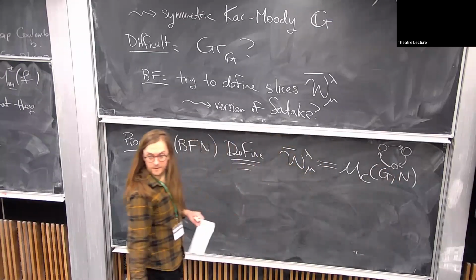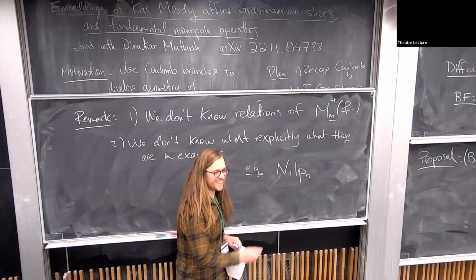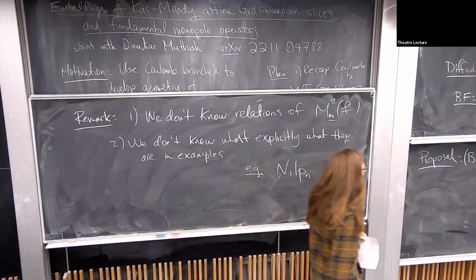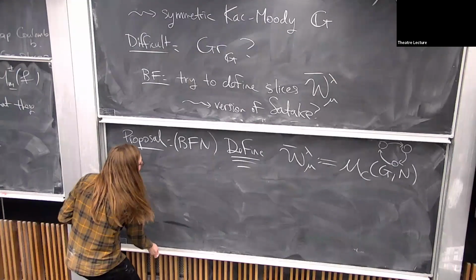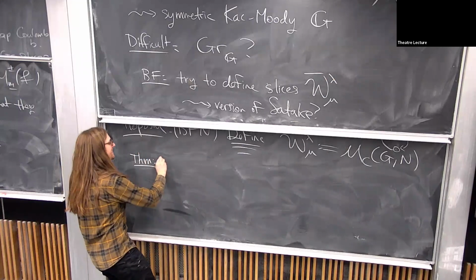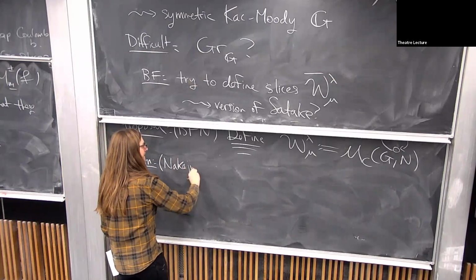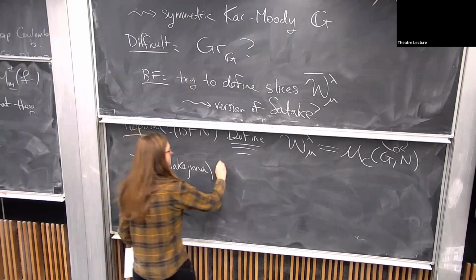Why should it give the right answer? That's a good question. The claim is that it's a reasonable answer. Here's one evidence. I think the most convincing so far is work with Nakajima. It says that in affine type A, this is reasonable.